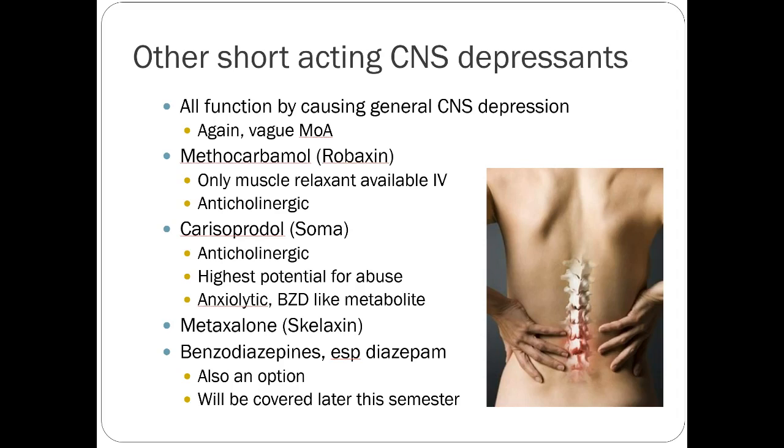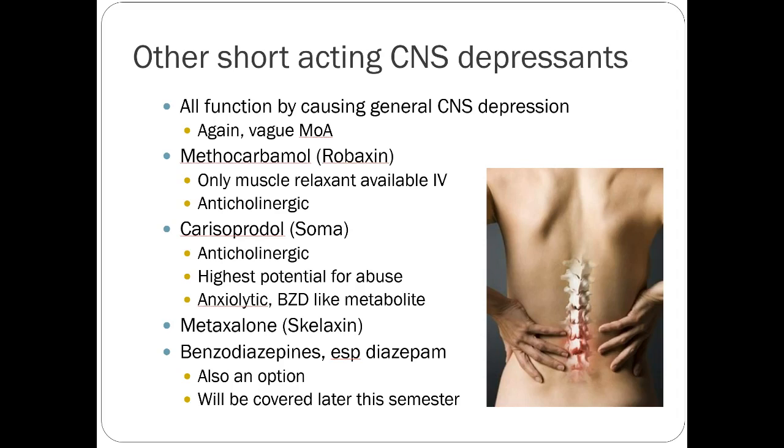There's a bunch of other ones on the market that are more or less the same thing, and I don't care that you know them all for my exam. If you have to know one other one, I'd say know methocarbamol. Methocarbamol and cyclobenzaprine are the two most common ones you're going to see. The rest of them get used to varying degrees. Carisoprodol is actually a controlled substance, so we don't see quite as much use of that. But interestingly enough, they all kind of have the same mechanism thing.